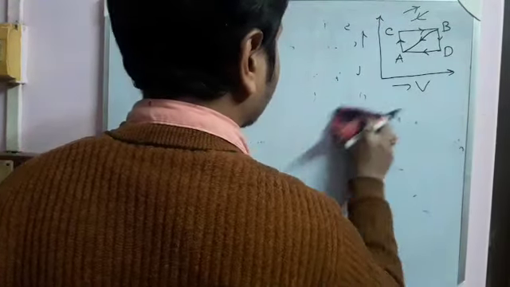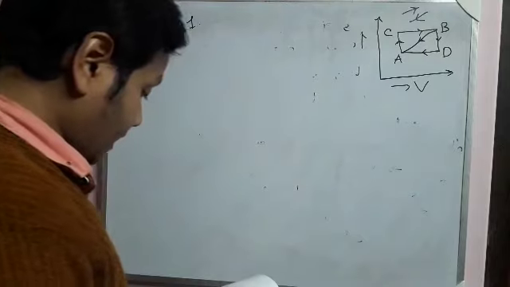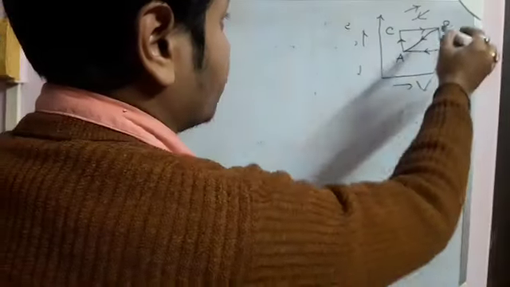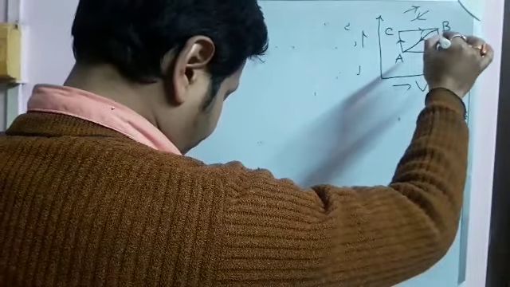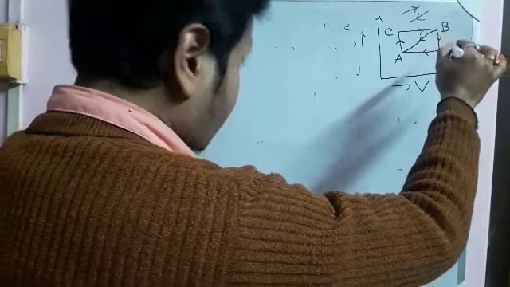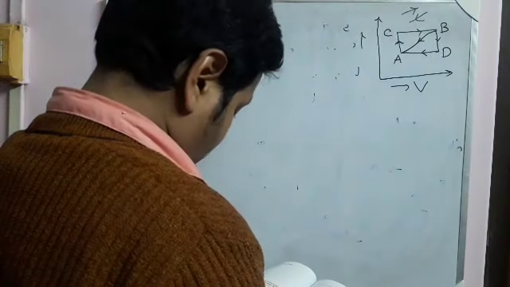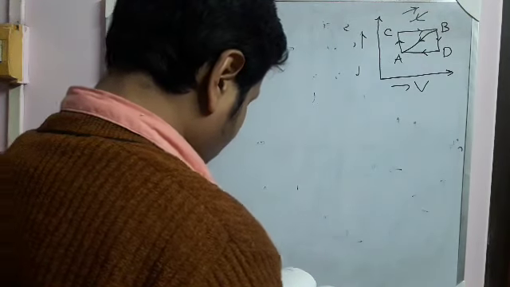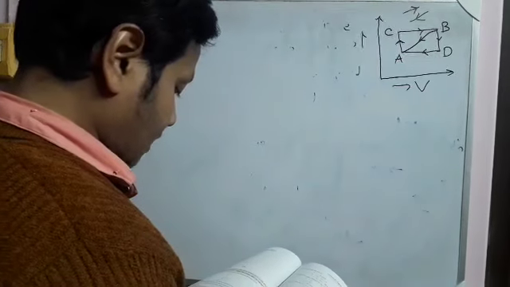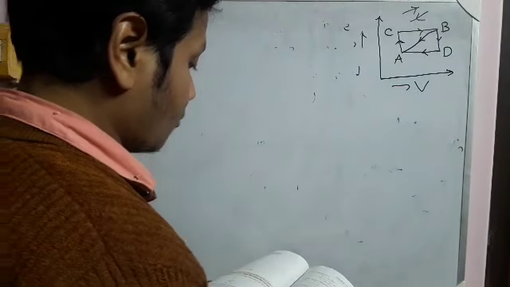Okay, we will do the reverse process. Another problem is that the system is returned from B to A along the curved path, that is this path. The work done on the system is 20 joule. Does the system absorb or liberate heat, and how much?